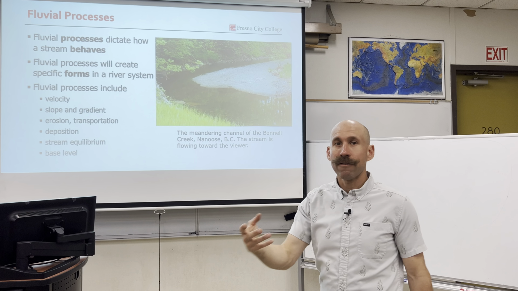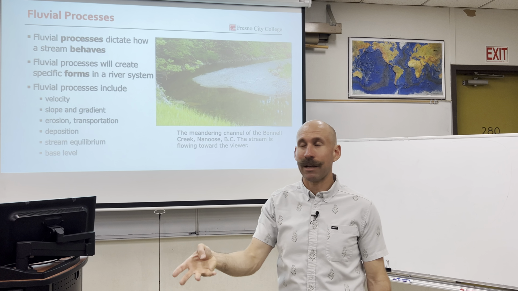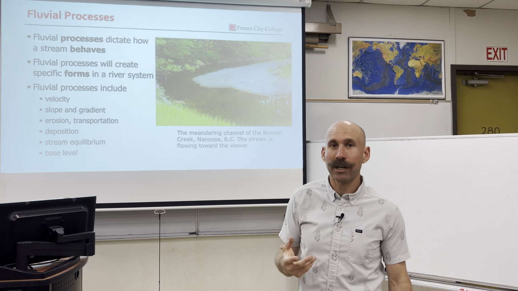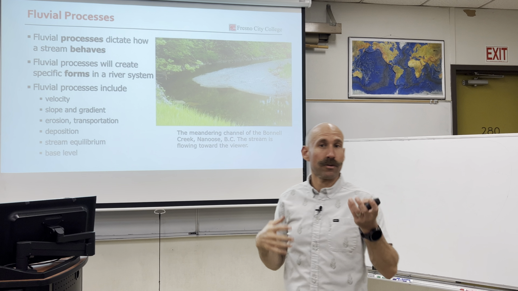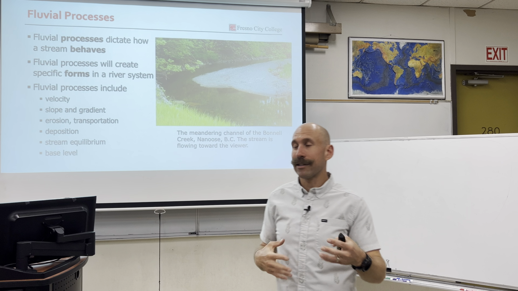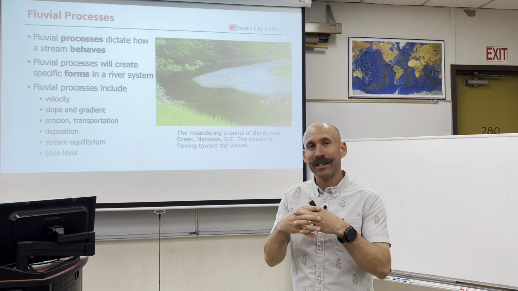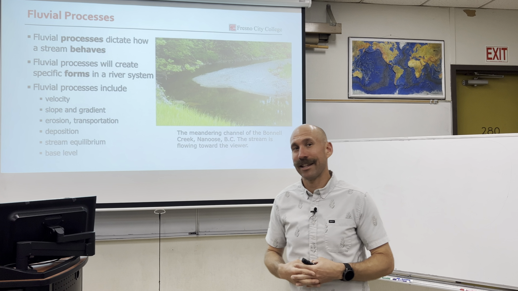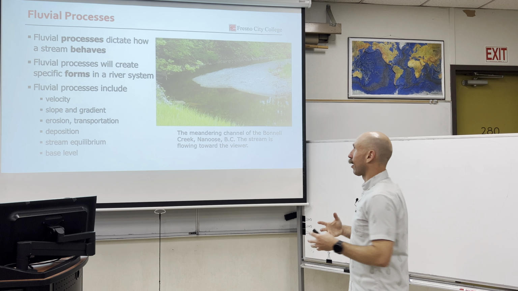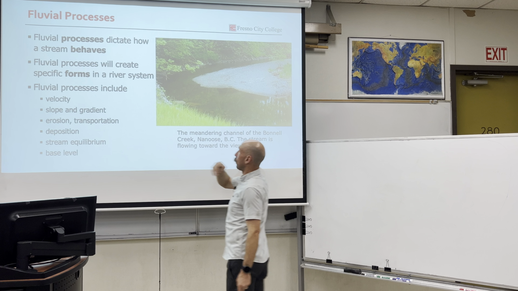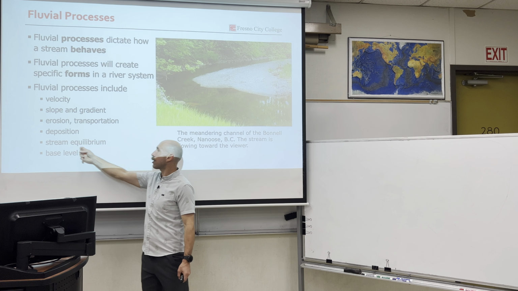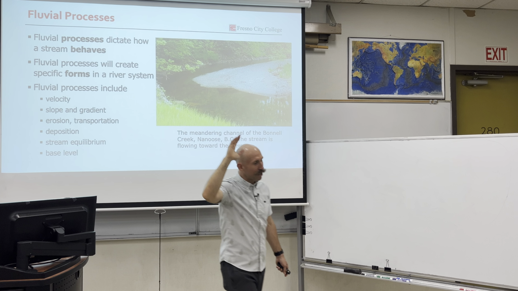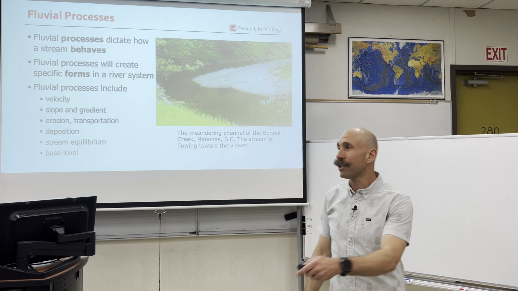They create fluvial landforms. I mentioned in the fluvial landforms lecture, it's a bit of a chicken and an egg, which came first, the process or the form? They essentially work together. Fluvial processes include velocity, slope and gradient, erosion, transportation, deposition, equilibrium, and base level. Not exhaustive, but exemplary. Let's get into it.